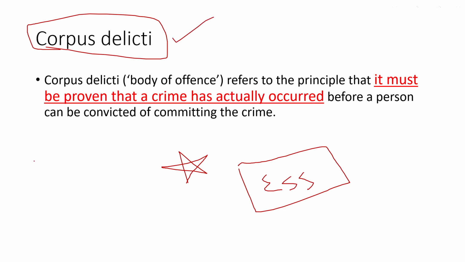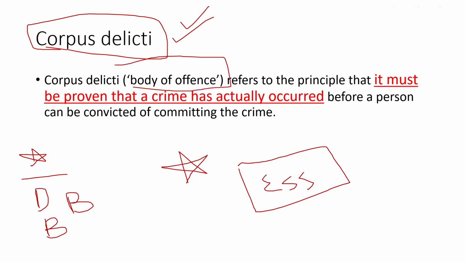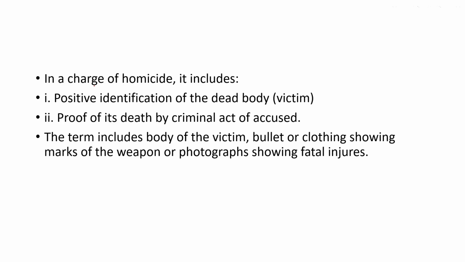For example, if somebody claimed that a murder has occurred, then we need some evidence. We need the dead body, we need some bullets, or we need some splashes of blood, or any other evidence to prove that the crime has actually occurred. This is the real concept behind the corpus delicti. All right. So, what is the corpus delicti? It must be proven that the crime has actually occurred before a person is convicted of committing the crime. So, this is the essence of the crime. If a crime has occurred, we need the body of the crime and offense. We call that corpus delicti.